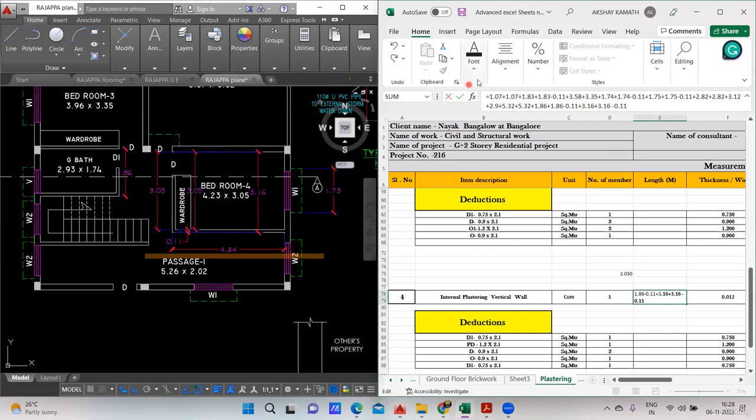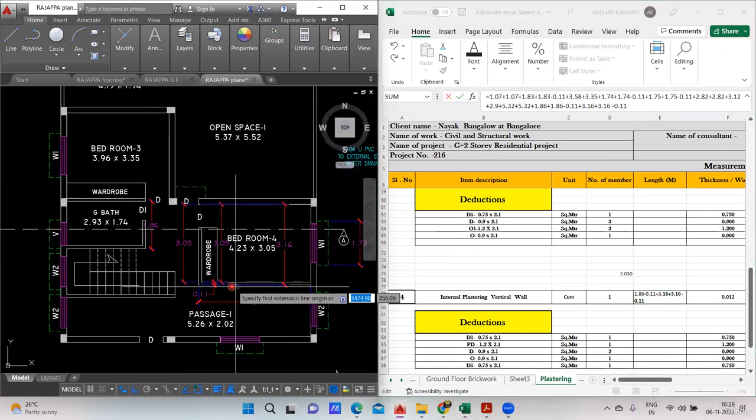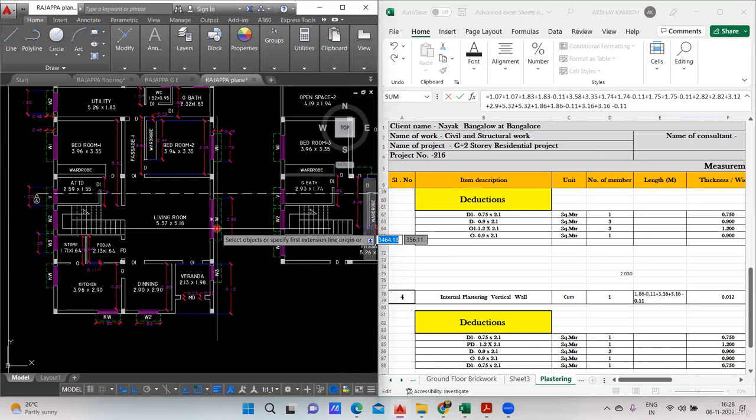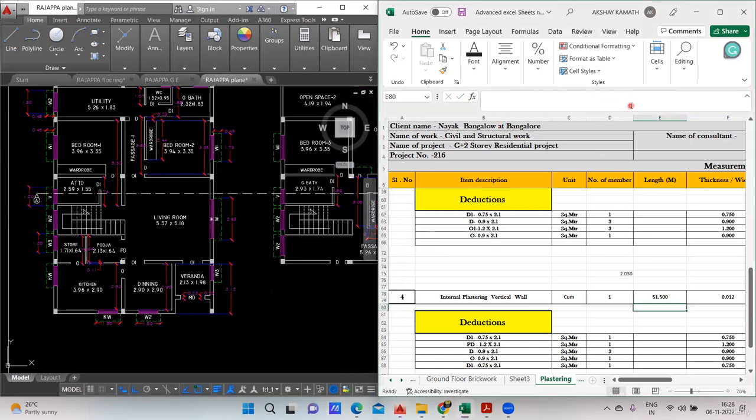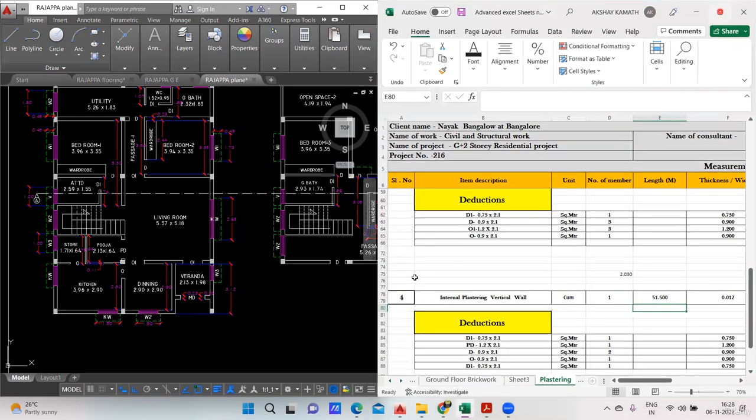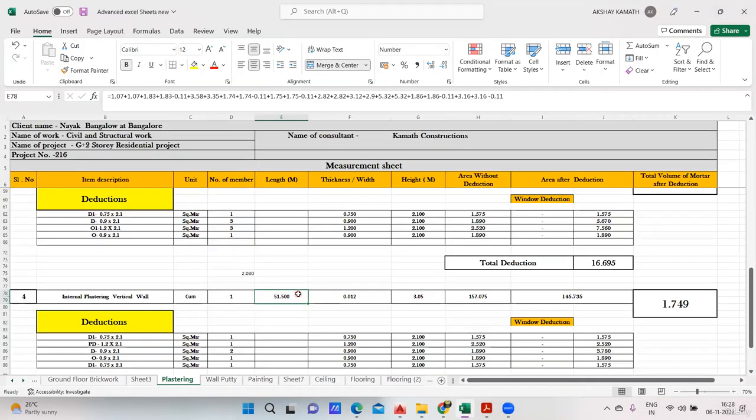There's nothing left. Just go through the drawing. All the vertical walls we have taken. Okay, fine. If that is the case, then close the bracket and hit the enter button. Done. So the total internal plastering will be 51.500 running meter.